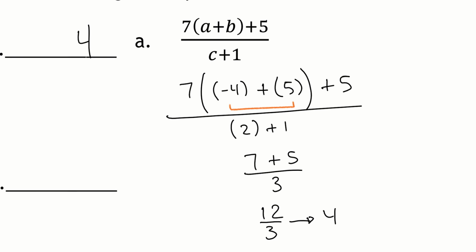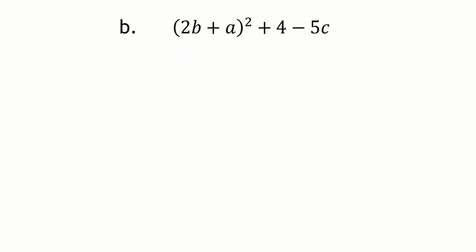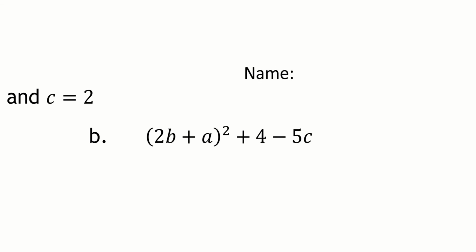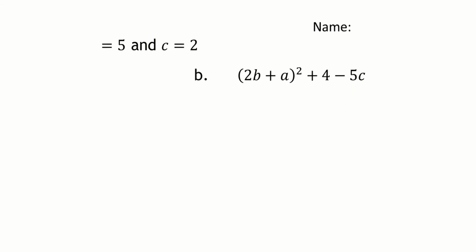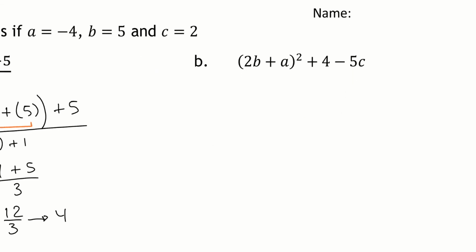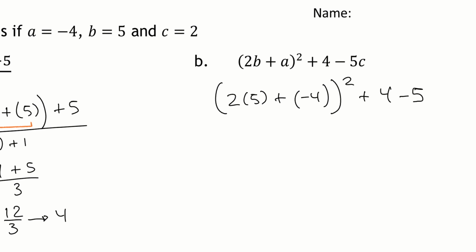Now let's look at part B. For B, same thing, except I am going to be squaring something. So let's look at this first. Again, big parentheses here. I've got 2, here's a spot for B, plus here's a spot for A, which is -4. Close the parentheses. I'm going to square that result. Plus 4 and then -5 times here's a spot for C.